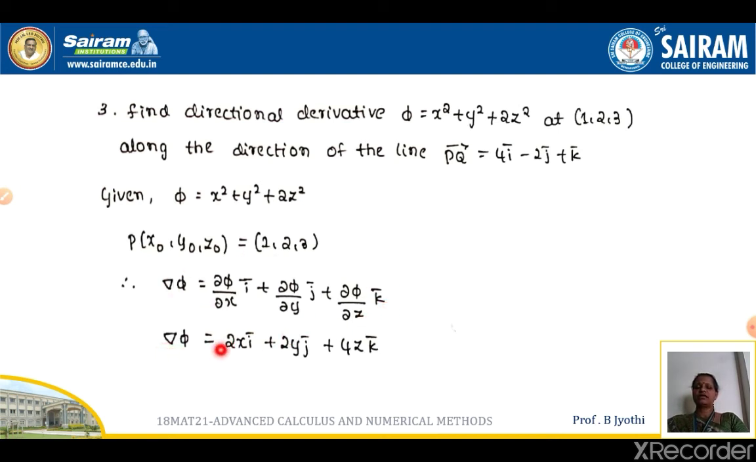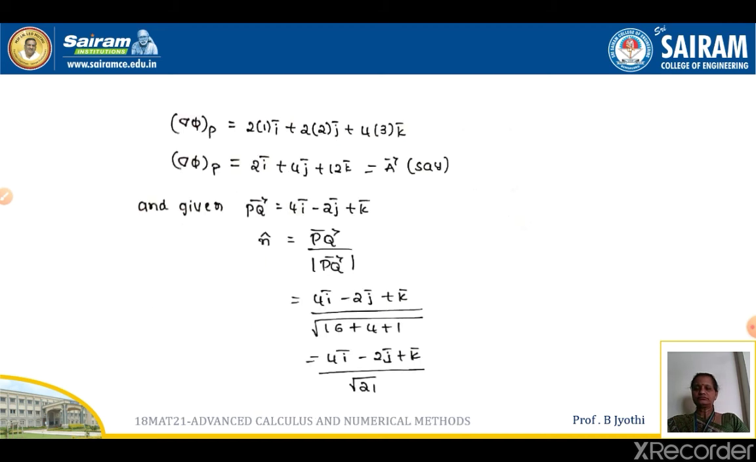When we differentiate this with respect to x, it is 2x. With respect to y, it is 2y. With respect to z, it is 4z. So del phi is given by this. At the point, when we substitute, respectively (1, 2, 3) is the point. So 2 into 1 i plus 2 into 2 j plus 4 into 3 k. On simplification, we get 2i plus 4j plus 12k.